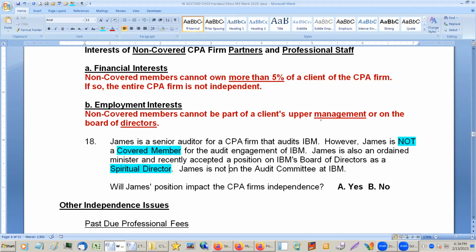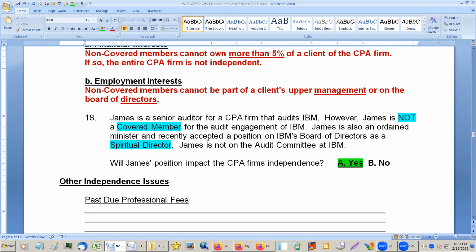Anyone? No. Actually, it will. James, they cannot take that. You can't have anyone on the directors who is a non-covered member. And even if they were on the board of directors for one day, that makes the entire CPA firm ineligible.